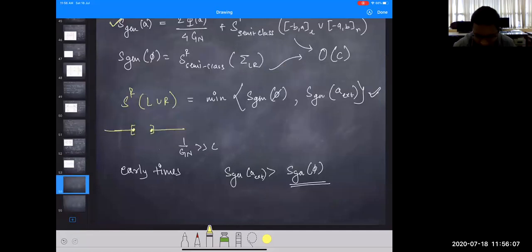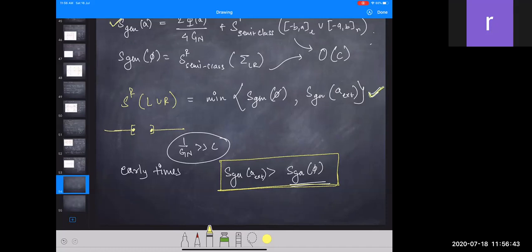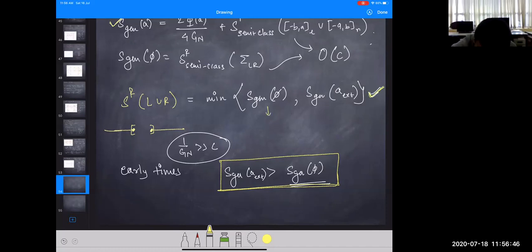But you see, the argument which I made that 1 over G Newton is much greater than C has to break down at some point, because the order C pieces have time dependence in them. At some time the time dependence is going to grow such that this condition which I have written here, which is only valid at early times, must break down. When it breaks down, at that point S generalized A is the minimal surface. So this extremization problem has to be done at every time, and we see that this surface wins at early times.